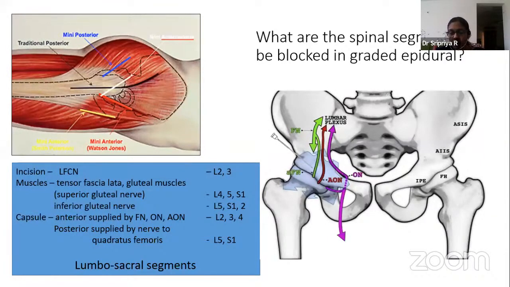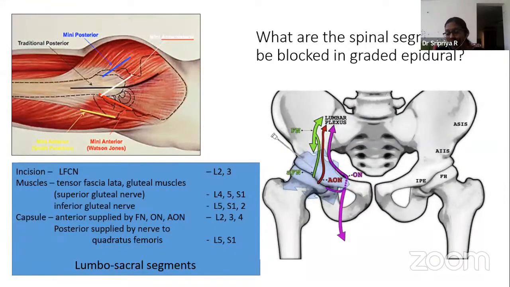Wait for up to 15 minutes to see whether the level is adequately achieved. If not, you give another top up of 3 ml. What is the advantage of doing it sequentially? Hemodynamic stability, and the dose also segmentally blocks. Because you are segmentally blocking, you can have hemodynamic stability. The maximum segments blocked will take around 10 to 15 minutes. Hypotension may occur in this also, but it will progress slowly, and you have time to adequately manage it.